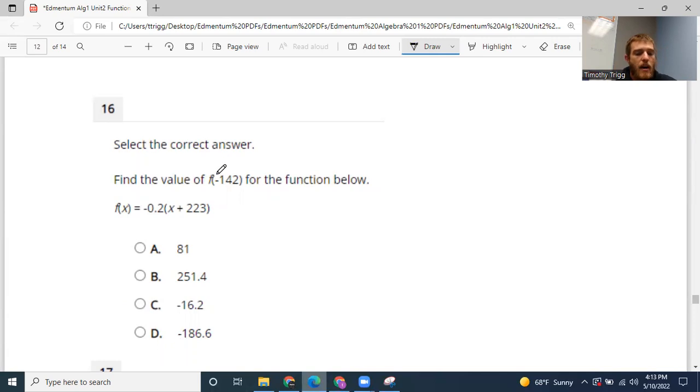Find the value of f of negative 142 for the function below. So here I'm going to find the output when the input is negative 142. Again, I'm going to replace x with this input. So that's going to become negative 0.2 times negative 142 plus 223, just like this.